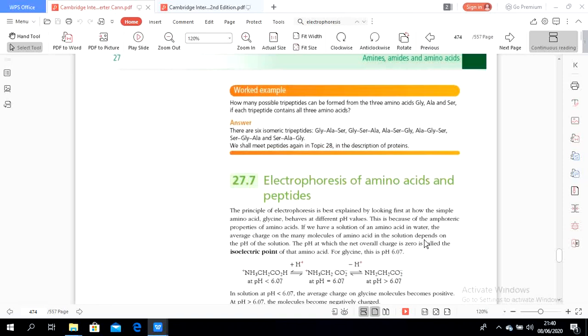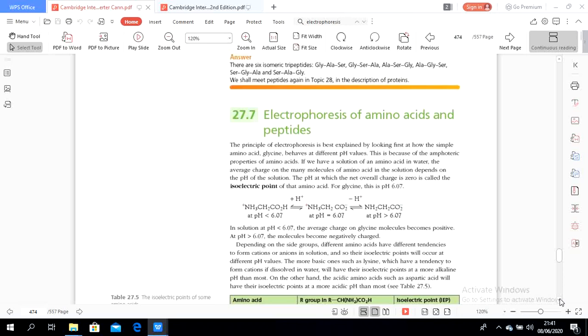If we have a solution of amino acid in water, the average charge on the many molecules of amino acid in the solution depends on the pH of the solution. The pH at which the net overall charge is zero is called the isoelectric point of the amino acid. For glycine it is 6.07. The pH at which the net overall charge is zero means it is not positive or negative. Then it is called the isoelectric point.